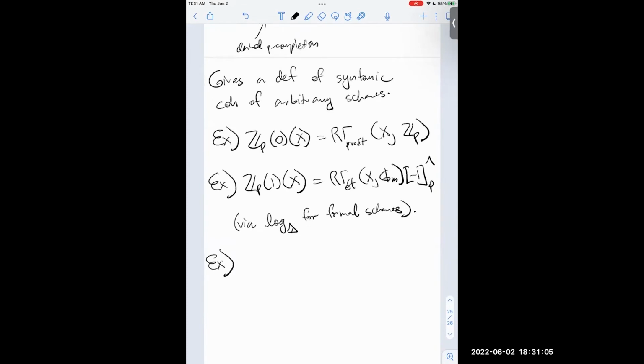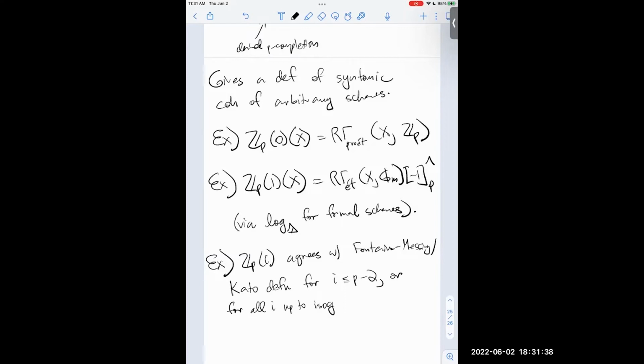So another example, I should state this explicitly for formal schemes. ZP of I agrees with the Fontaine-Messing / Kato definition for I less than or equal to p minus 2, or for all I up to isogeny. So this was the earlier definition using the de Rham complex or the Hodge filtration. And this is in work with Antieau, Bhatt-Morrow, and Nikolaus.